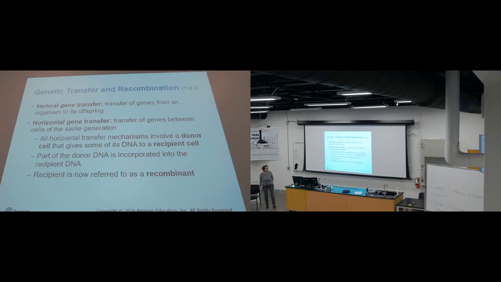Now we have vertical transfer and horizontal transfer. Vertical transfer will be transfer of genes from an organism to its offspring. And then horizontal will be an F plus and an F minus exchanging genetic material, which in this case will be a plasmid transfer. The donor cell will be the F plus and the recipient will be an F minus. And after you have this transfer, the F minus will become F plus.